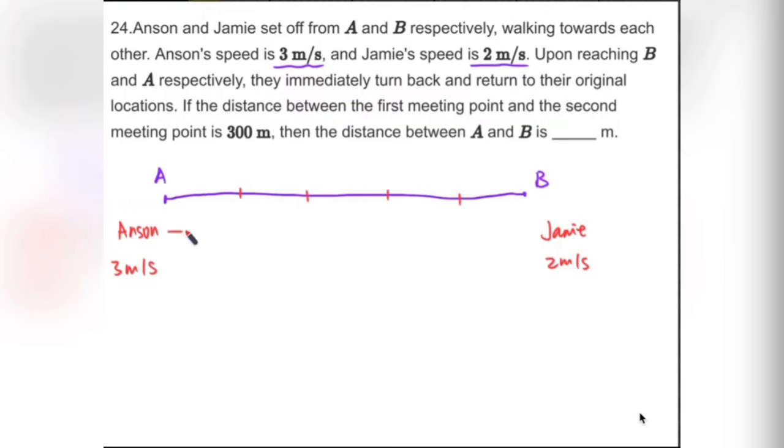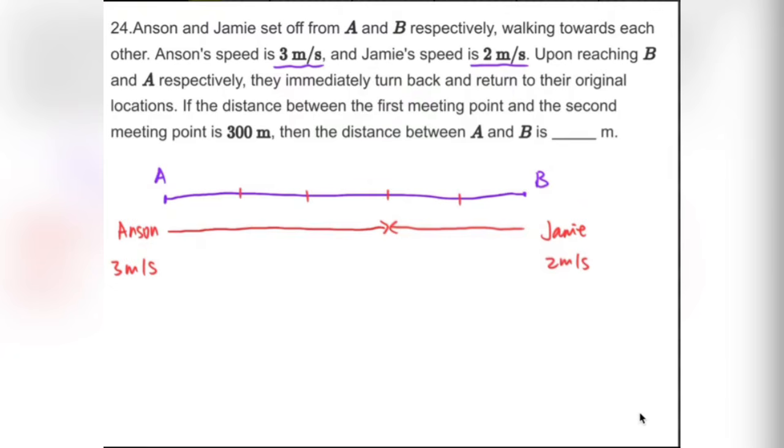So here, Anson moves 3 units, then Jenny moves 2 units, because they start at the same time. That is, the time they traveled should be the same. So actually, you see that the relationship between their speeds should be the same as the relationship between their distances.